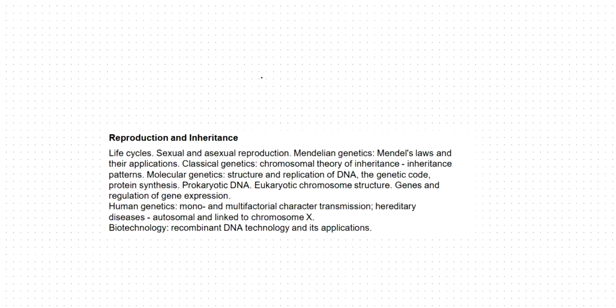Okay, let's start. In the last class, we finished most of reproduction and inheritance. The only thing left is gene regulation and biotechnology. We did the diseases associated with autosomal and X-linked chromosomes. We also did the DNA, prokaryotic DNA. We did structure and replication of DNA. We did all of that. So today we'll do biotechnology and gene regulation.